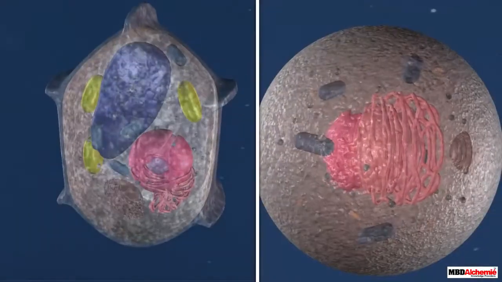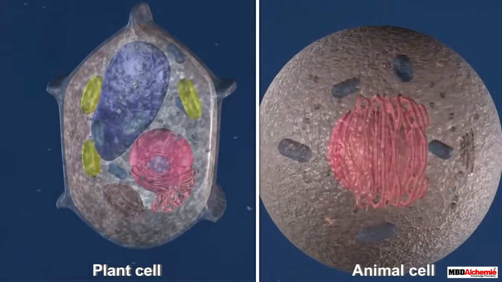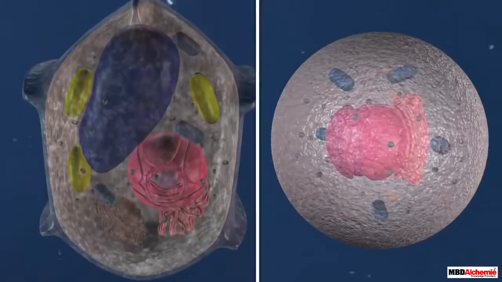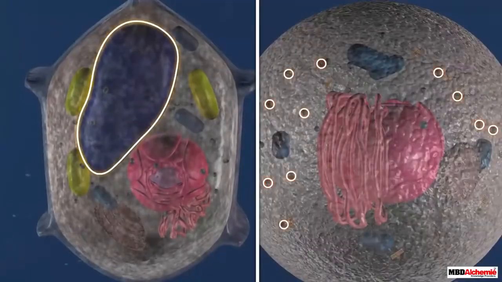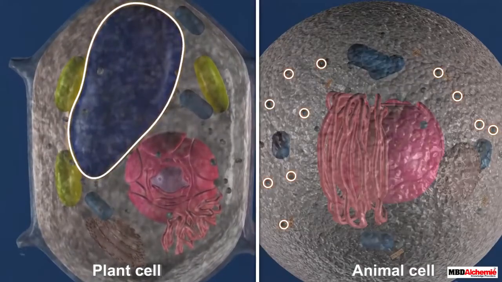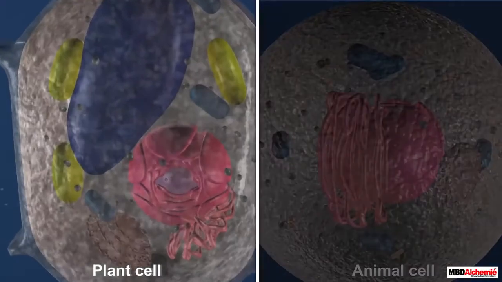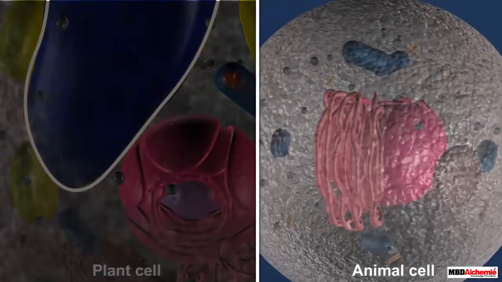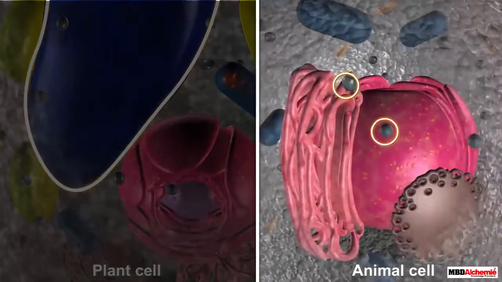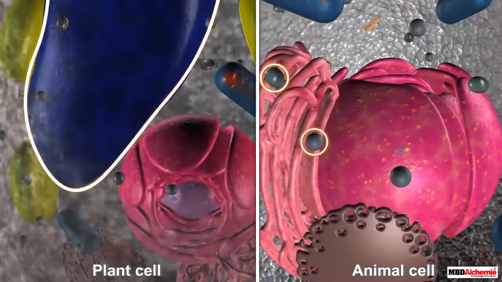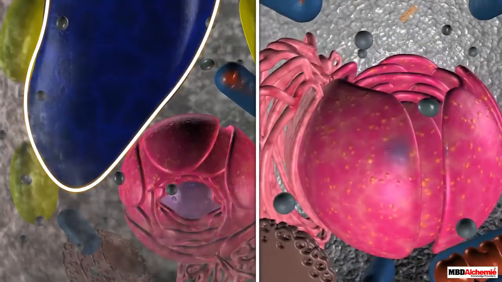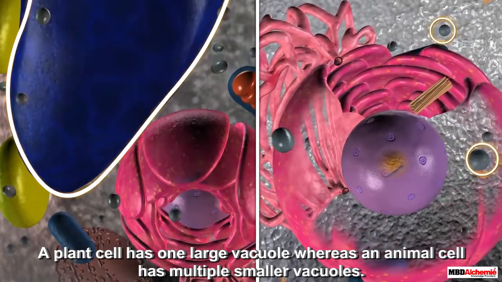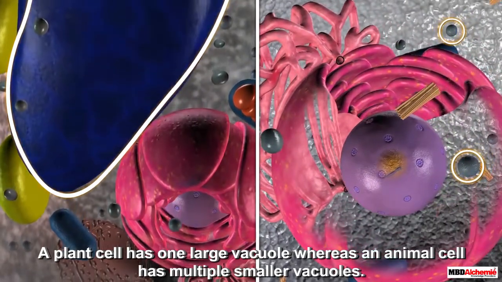Let us now go inside a plant cell and an animal cell and see how they differ from inside. If you look at both the cells carefully, you can see spaces in both plant and animal cells. However, in case of a plant cell, there is only one large space, while in case of an animal cell, there are several small spaces present. These spaces are called vacuoles. So, a plant cell has one large vacuole, whereas an animal cell has multiple smaller vacuoles.